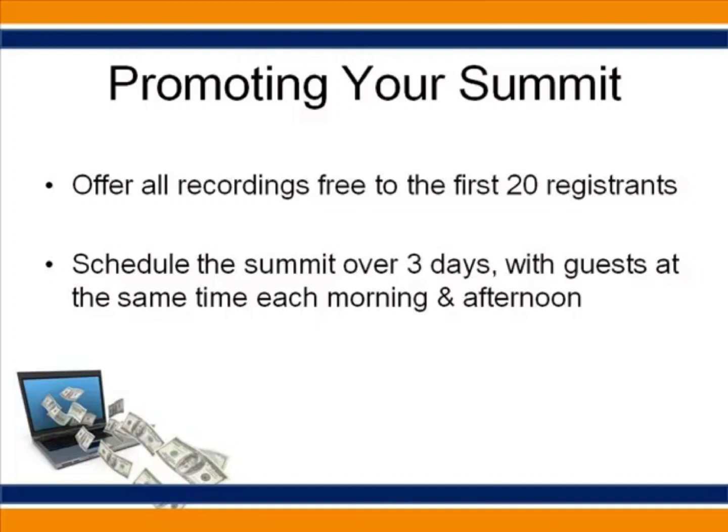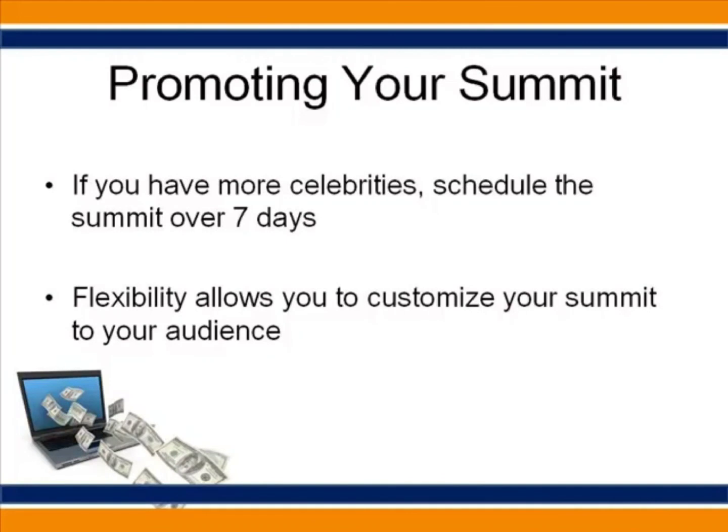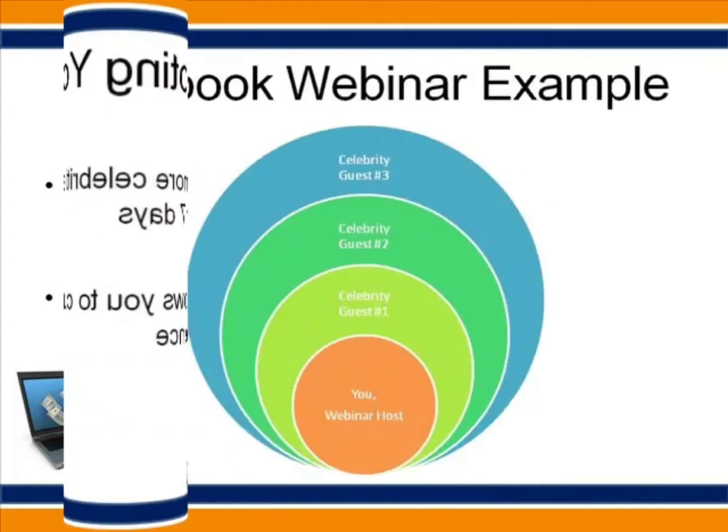You could also pace the master classes so that for 3 days straight, there's one celebrity guest at the same time every morning and another every afternoon. And 6 is a minimum number of summit guests. If you are able to attract more celebrity guests, you could promote your summit as happening twice a day for 7 full days. The format is as flexible as your guest list, leaving you room for customization and creativity.